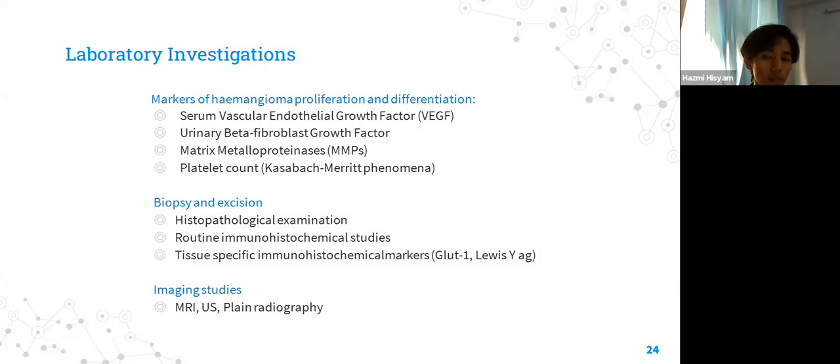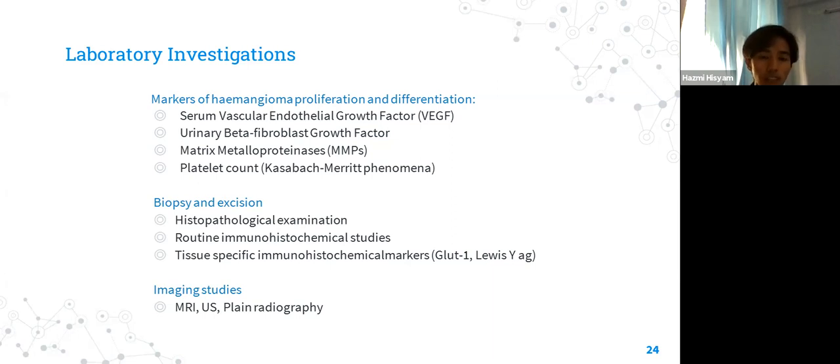But if we are confused or cannot make the diagnosis from history and physical examination alone, we can do laboratory investigation, such as markers of hemangioma proliferation and differentiation, such as serum vascular endothelial growth factor, urinary basic fibroblast growth factor, and also matrix metalloproteinase. We can also do a platelet count in case of Kasabach-Merritt phenomenon, and in this case the platelet count will be reduced. There will be thrombocytopenia because platelets are trapped.